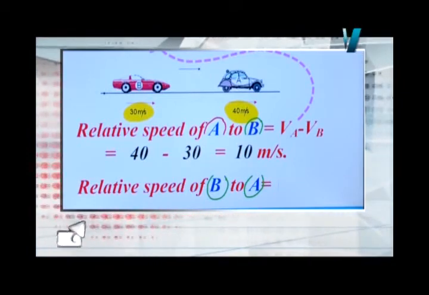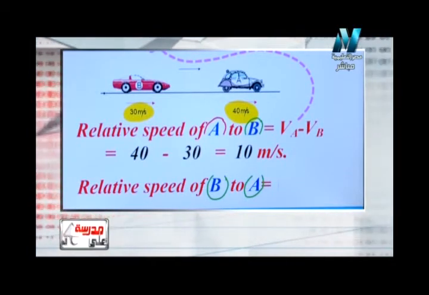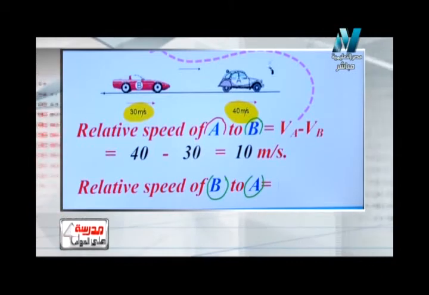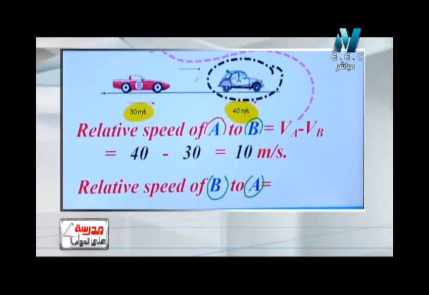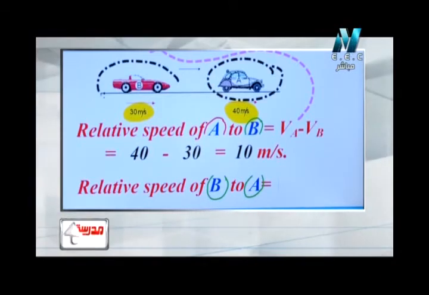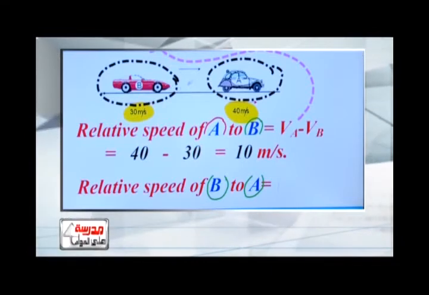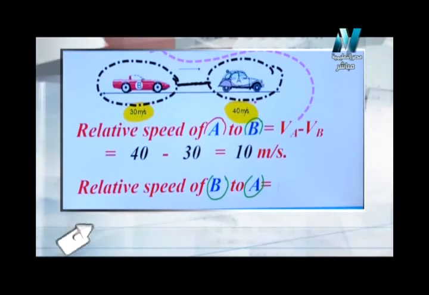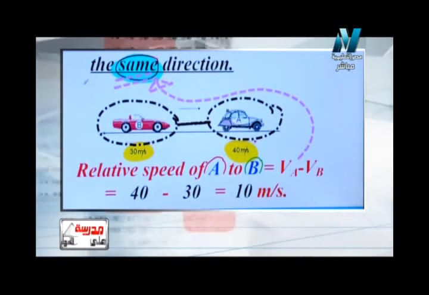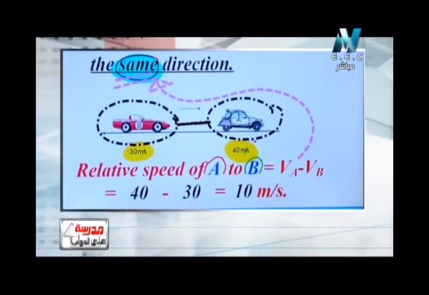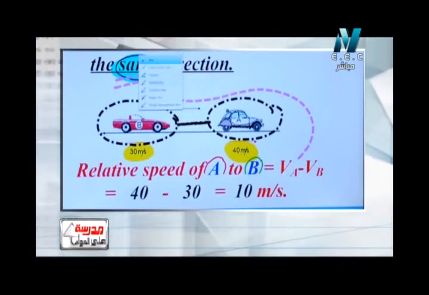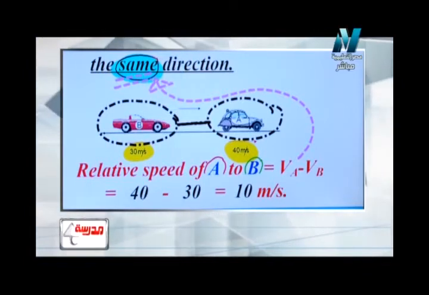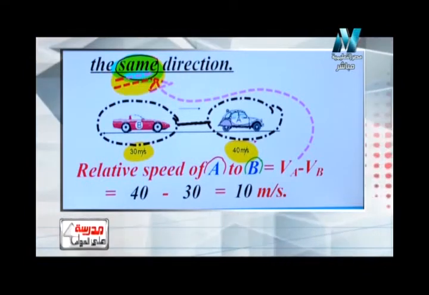So we know now the speed of car A relative to car B is the difference between them. Why? Because of subtraction, عشان ابقى more specific. ليه؟ Because they move in the same direction، بيتحركوا في نفس الاتجاه.